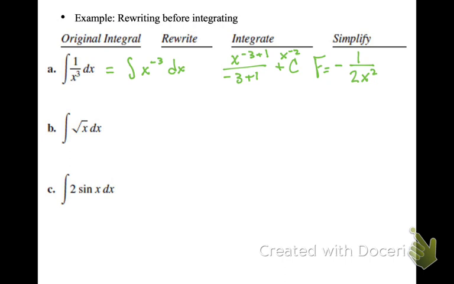Okay, so I have the integral of the square root of x dx. So how am I going to rewrite that? X to the 1/2. So I'm going to have x to the 1/2 dx. You guys want to try this one on your own? Sure.